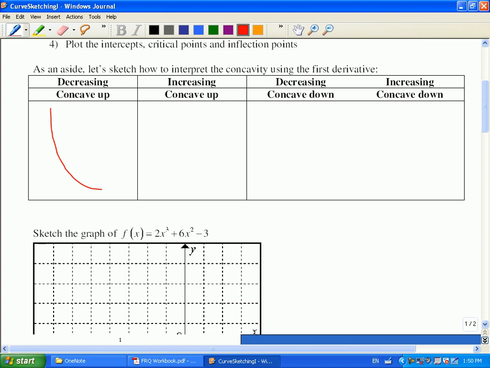but it should look like this. Decreasing and concave up is this piece. And if we are increasing and concave up, that means we look like this. Decreasing and concave down is this piece. And increasing and concave down is this piece here. Okay, so that's about the only thing new that you need to survive today's curve sketching: you have to be able to take what you learned from the first derivative test, that increasing, decreasing stuff, and add it to concavity. So you get 4 pieces now.